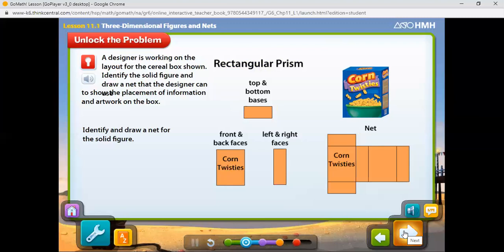You will get the net for what they have asked for. And then why is this called a rectangular prism? Because the base is a rectangle. So the bases are rectangles. It's called a rectangular prism.